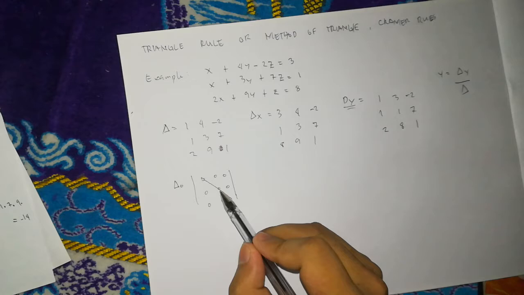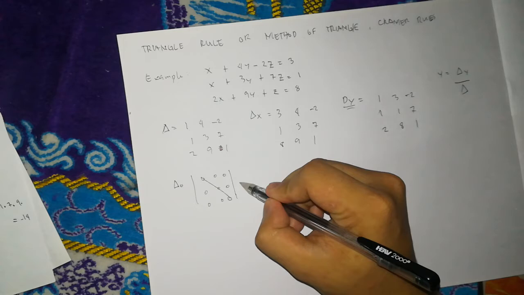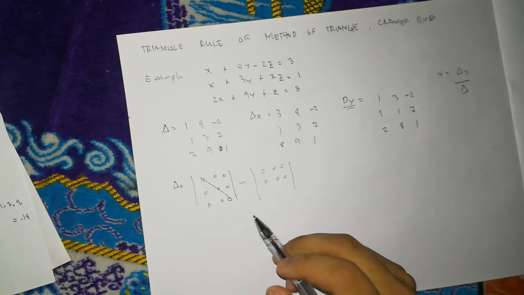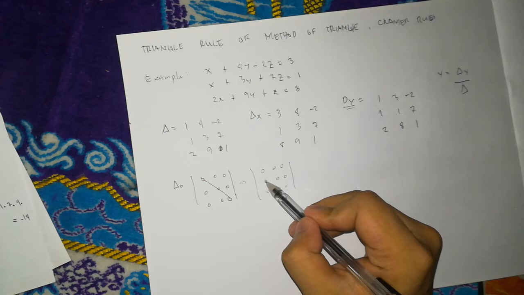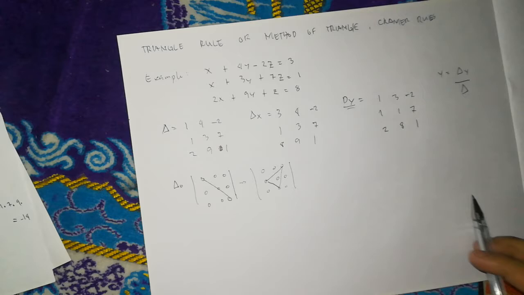Sunod, gawa tayo ulit. Next, gagawa tayo ng triangle. Ito na yung sinasabi natin, triangle rule. Okay? So, for the triangle, ganito. Simula tayo dito. Punta rito. Punta rito. Ito siya. Ito ang triangle rule.